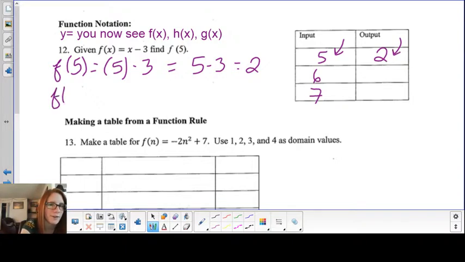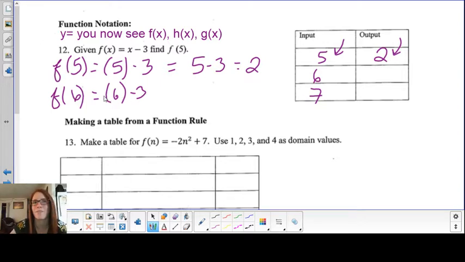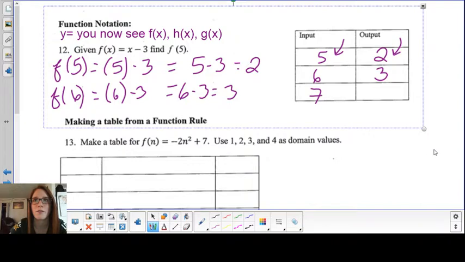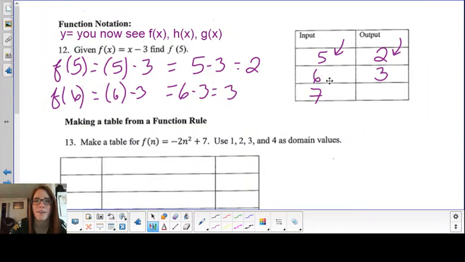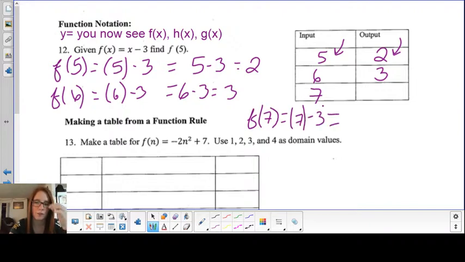All right, let's try f of 6 now. Where I see x, I'm going to write 6. Since nothing else is going on here, I don't have times anything or divided by anything, I can go ahead and drop the parentheses. So then I have 6 minus 3, which is 3. So when I input 6, or when I plug in 6, I get 3. I'm going to do that last one off here to the side. So f of 7 is 7 minus 3, which is 4.